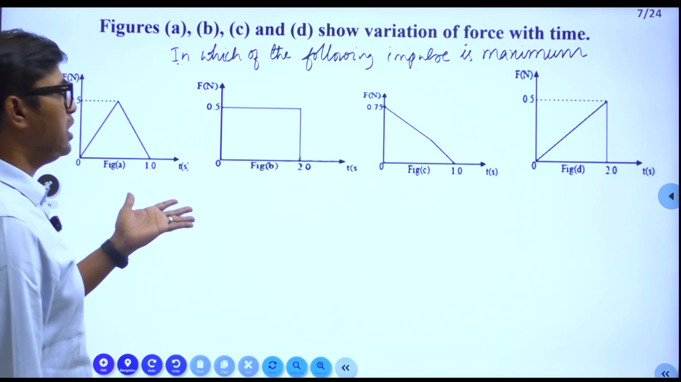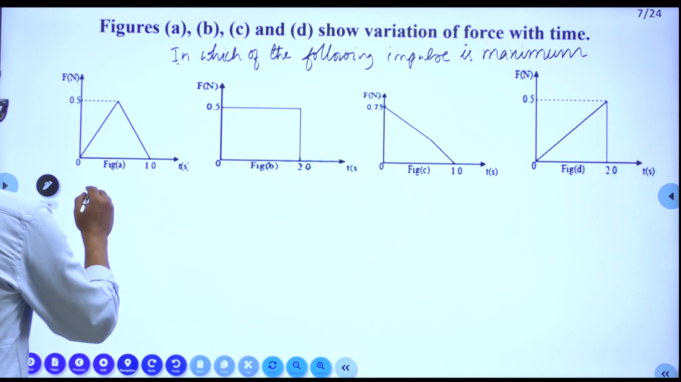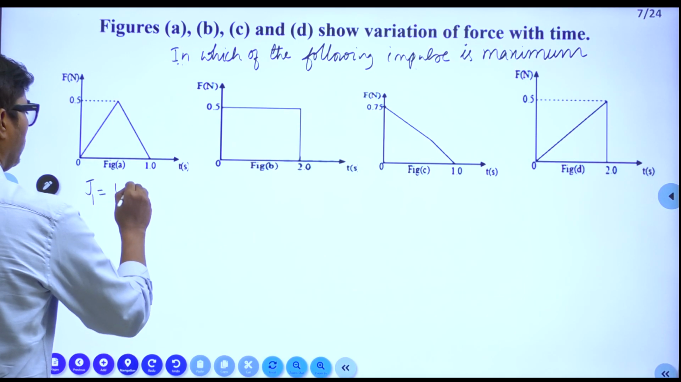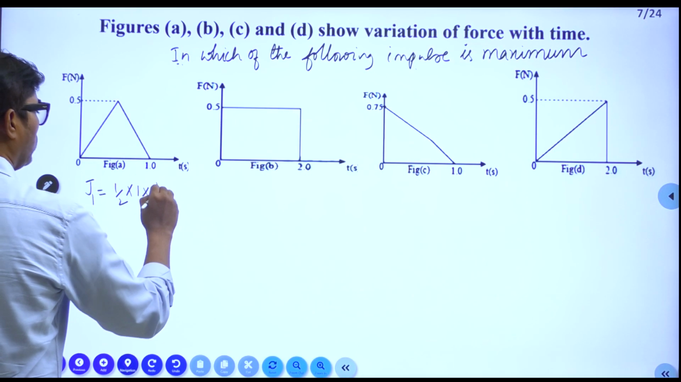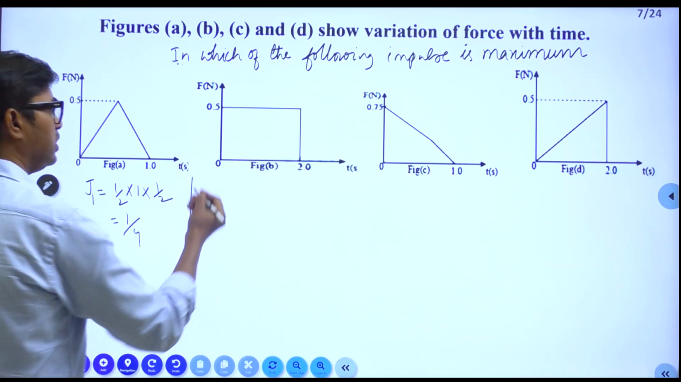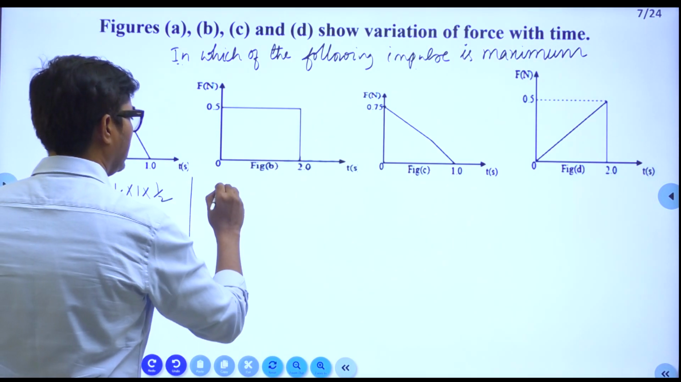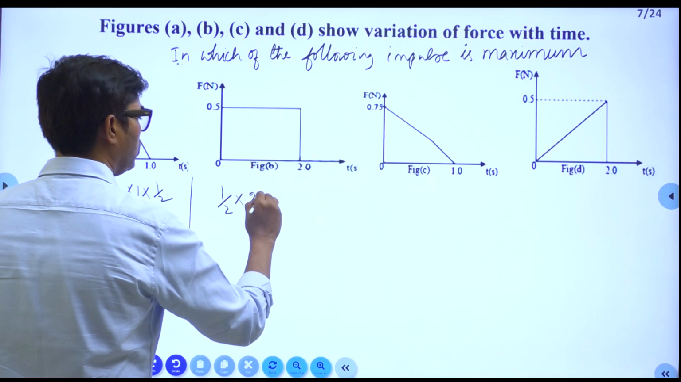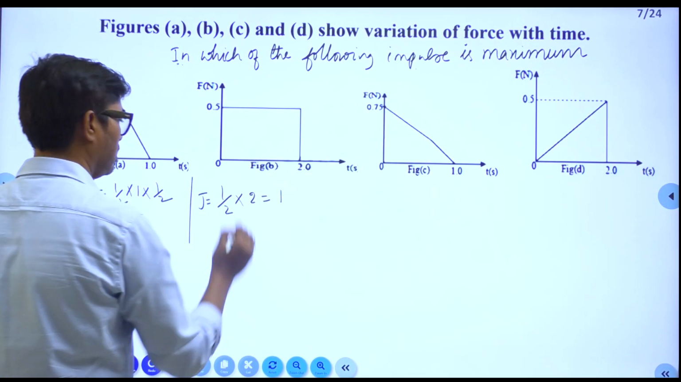And the integral of F dt is nothing but the area under the graph. You just calculate the area here. J1 is half of base 1 times height 1 by 2, so you get 1 by 4. Second case, it is a rectangle area. The area under the graph is not half; the height is 1 by 2, base is 2. You will get 1. That is going to be J there.